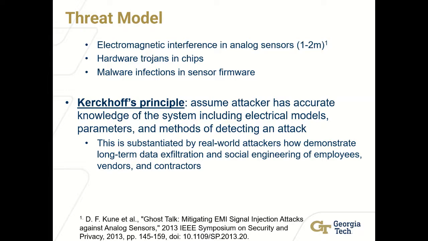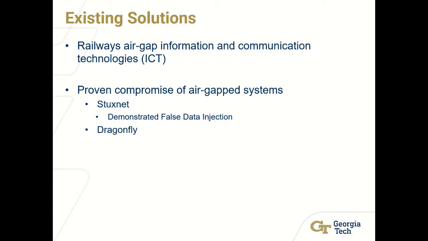And this is substantiated by real-world attackers who have demonstrated both long-term data exfiltration as well as extensive social engineering of employees, vendors, contractors. With respect to the second bullet point in this list, the hardware Trojans and chips, it's worth considering this specifically in regard to supply chain risk and how equipment is manufactured or subcontracted out to be manufactured. For our last point on the list, malware infections and sensor firmware, these can either be built into the system or transmitted into the system by some means.